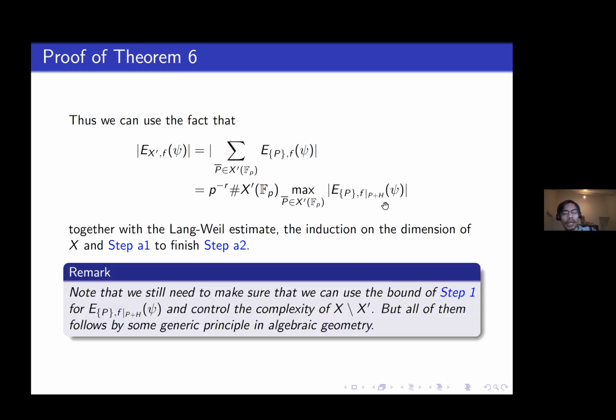And here I have a remark that for all this process, we still need to make sure that we can use the bound of step A1 for the exponential sum related to F to p plus X psi, and we need to control the complexity of X minus X prime. But we can do this by using some generic principle in arithmetic geometry. But it's quite detailed, and so I don't want to say more here.